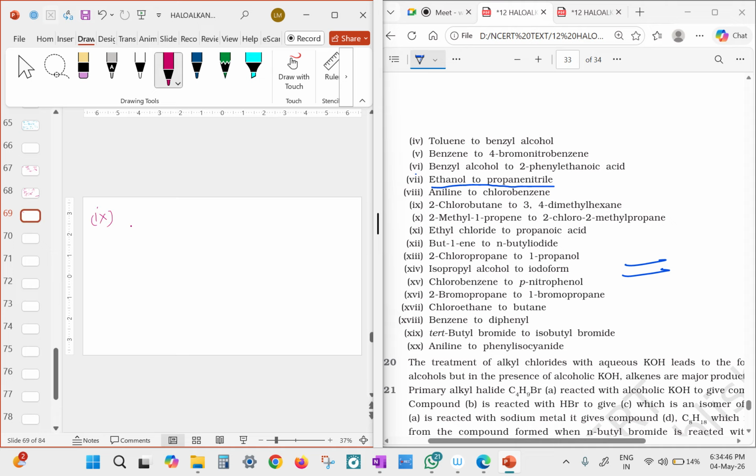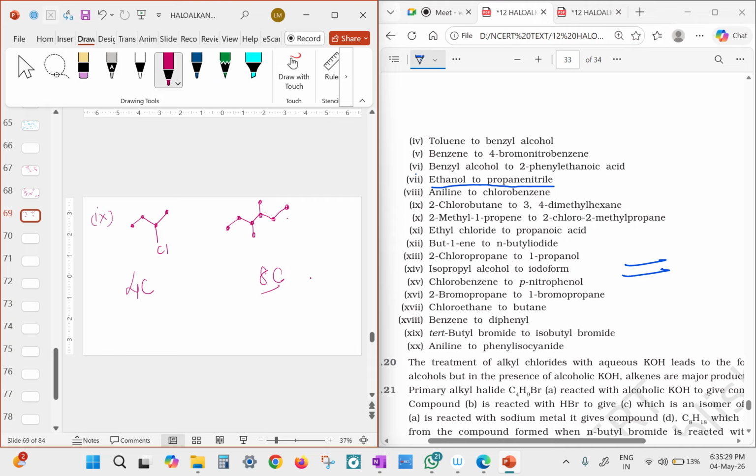Ninth one is 2-chlorobutane, to 3,4-dimethylhexane. Hexane is a 6-carbon hydrocarbon: first, second, third, 3,4-dimethyl. Whenever you see such cases, see how many carbons are there in this. Totally 1, 2, 3, and 4. And if you take the product, it's looking like 1, 2, 3, 4, 5, 6, 7, and 8. Does it not look like a 4-carbon compound is becoming an 8-carbon compound? So is it not looking like doubling up the alkyl carbon chain?